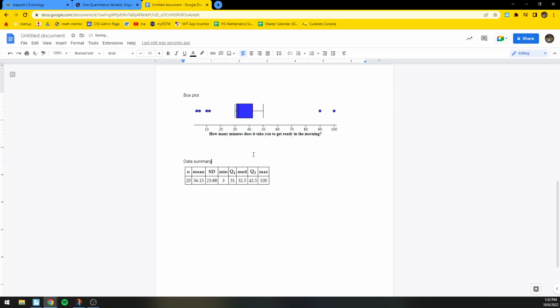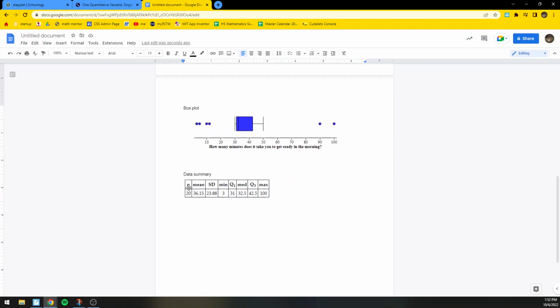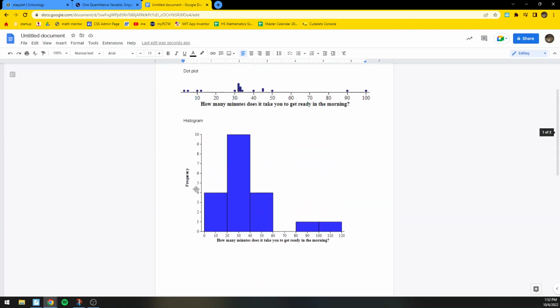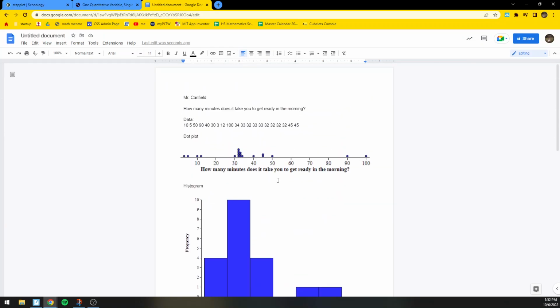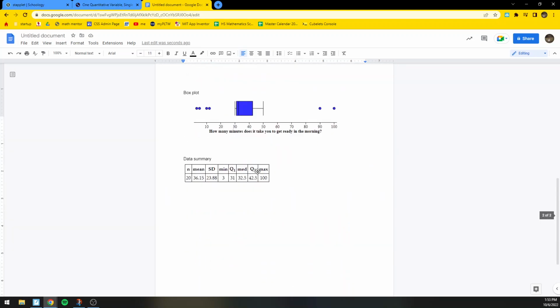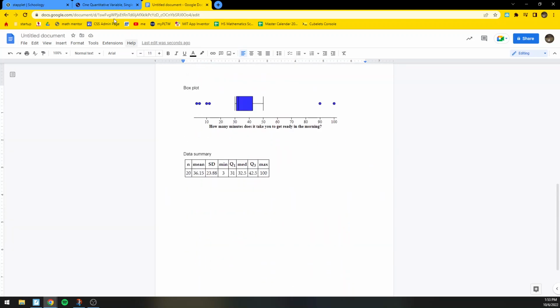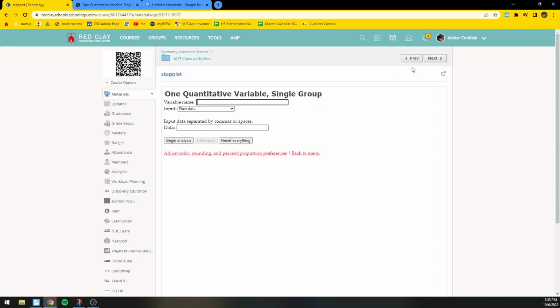Sometimes they'll call this the 5-number summary, from min to max, 1, 2, 3, 4, 5, those 5 numbers. An N over here, that's just the number of people I asked. So I typed in 20 numbers up here. Okay, so that's all that. Let's go back to our assignment and see what else there is to do.